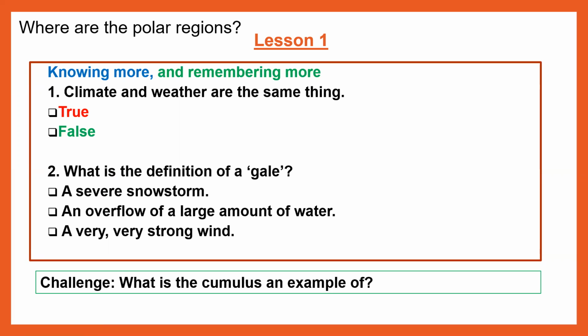So you should have answered them by now. Let's have a look at what the answers are. So climate and weather are the same thing. This is false. They are not the same thing. What is the definition of a gale? A gale is a very, very strong wind. And what a challenge, what is a cumulus an example of? It's a cloud.